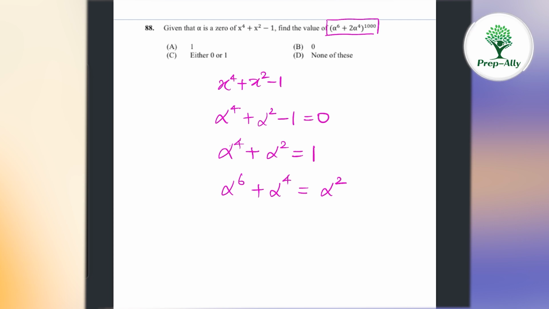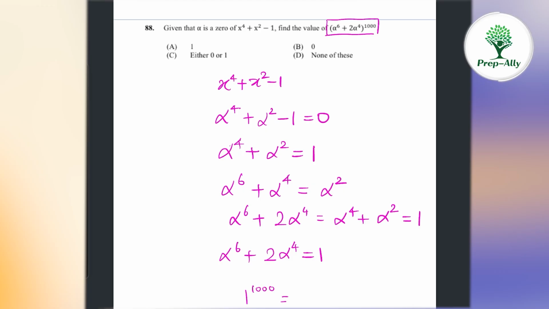Now let's add alpha power 4 to both sides. So we'll have alpha power 6 plus 2 alpha power 4 equals alpha power 4 plus alpha squared, which in turn is equal to 1. So alpha power 6 plus 2 alpha power 4 equals 1, and 1 power 1000 is 1. So the answer to this question is A, 1.